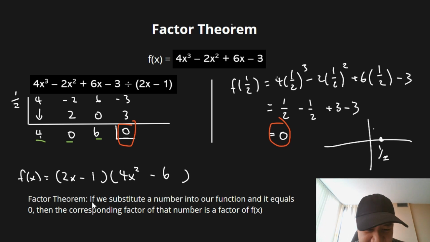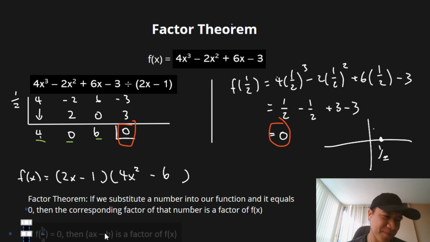So in this case, we substitute 1/2, and it equals 0, then the corresponding factor of this number is going to be a factor of our original function. Since we substituted 1/2, the corresponding factor of 1/2 is 2x minus 1. That means that one of our brackets, if we were to factor our original function, is going to be 2x minus 1. And that's what factor theorem says.